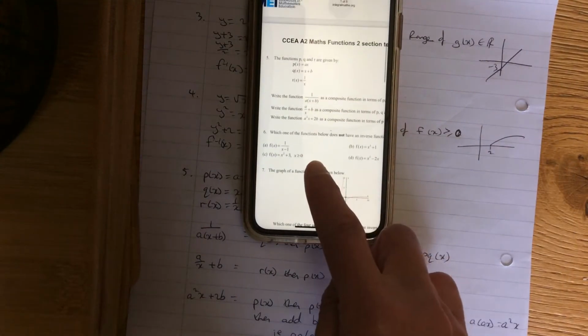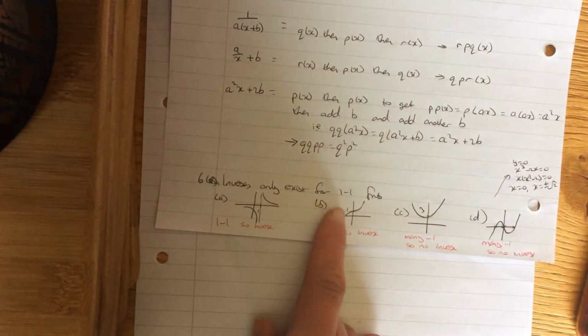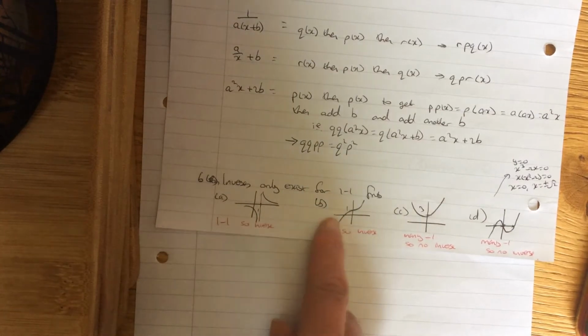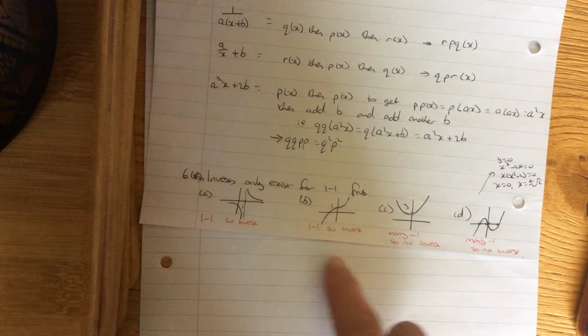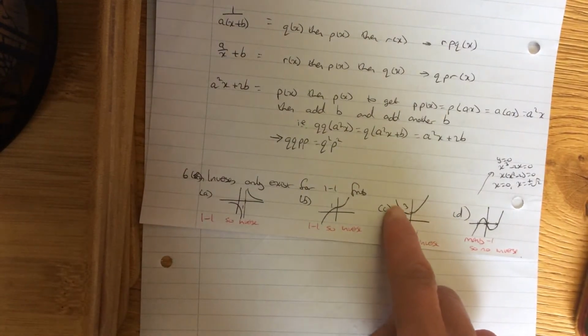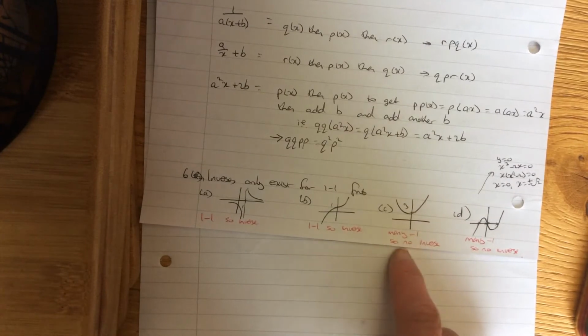Question 6. Which of these functions does not have an inverse? Now, this is a play on the rule. Inverses only exist for one-to-one functions. So I drew out each of the graphs, and you can see here this is a one-to-one, one-to-one. But look at this graph. Two values of x could give you the same y. So it's a many-to-one, no inverse.